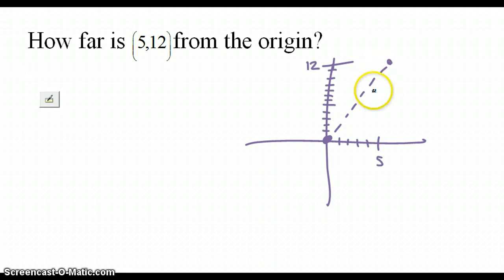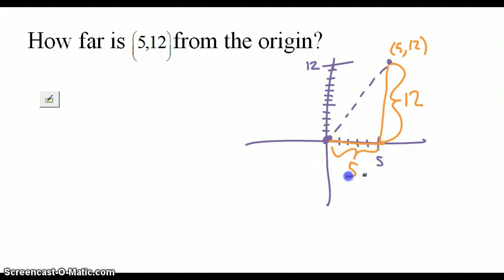Hopefully you gave it a shot, and if you did get it correct, you probably noticed that triangles come into play. So what's most important here is to look at this distance. The distance between the x-axis and up here at point (5, 12). This distance is 12 units. And then the distance between the y-axis and the point (5, 0) is 5. So are you seeing the triangle yet?